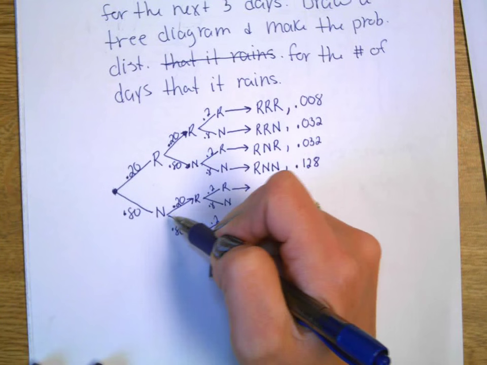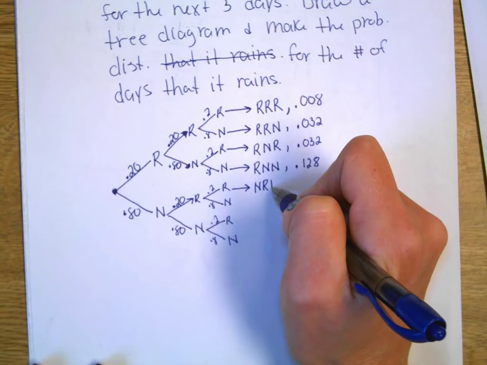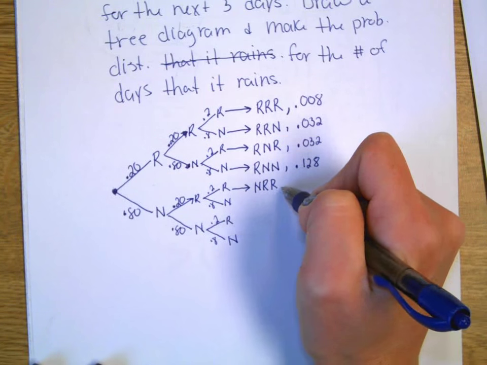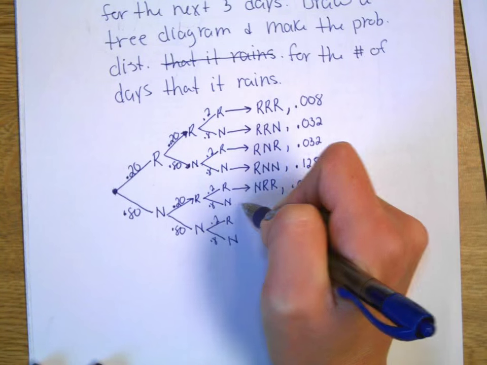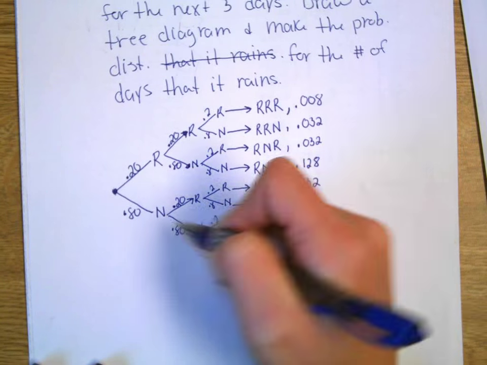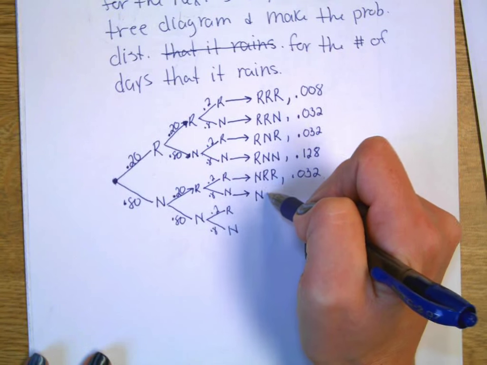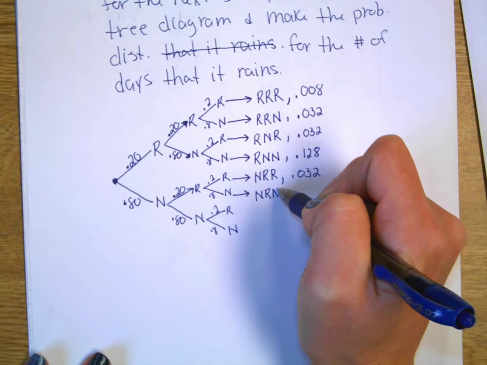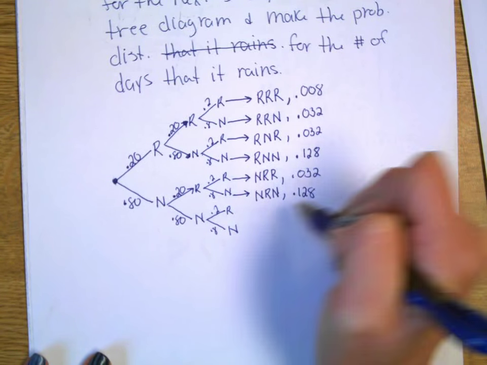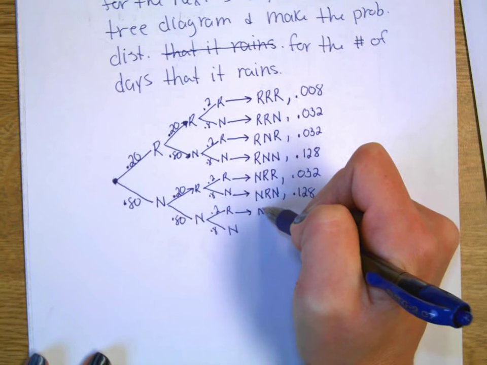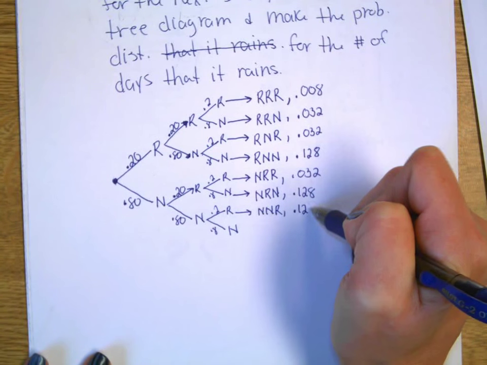What happened on the first day? No rain. Then the next day, rain and rain. So 2 rains and a no rain, that's 0.032. Is everybody following the tree where I'm getting this 3-part letter from? Okay, so this one is no rain, rain, no rain. So 2 N's and an R. That's 0.128. Our next one is no rain, no rain, rain on the third day, 0.128.